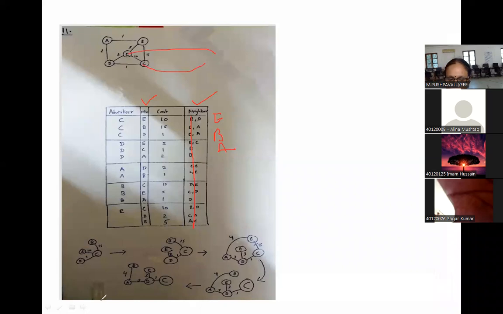Till this, I will upload this PPT for your reference. Is it clear? Ma'am, ma'am.